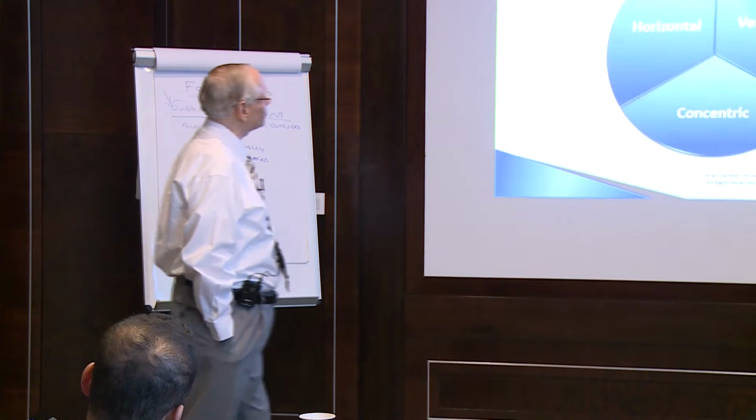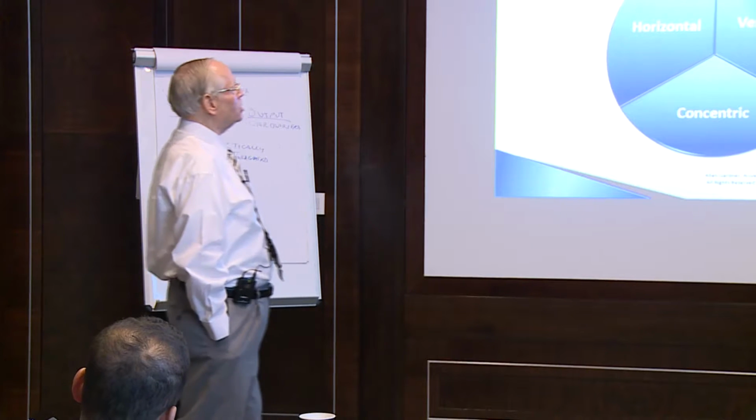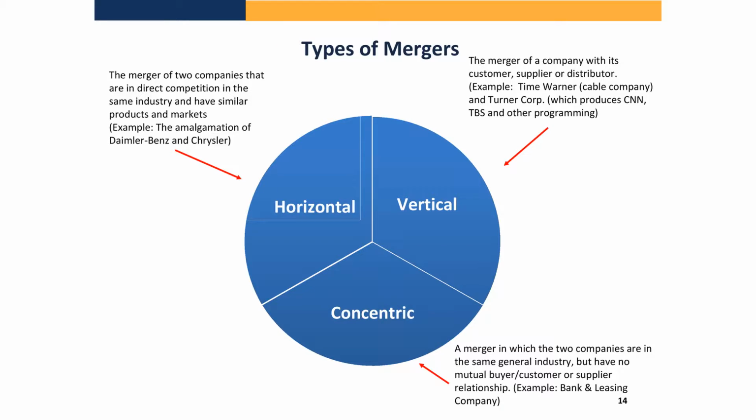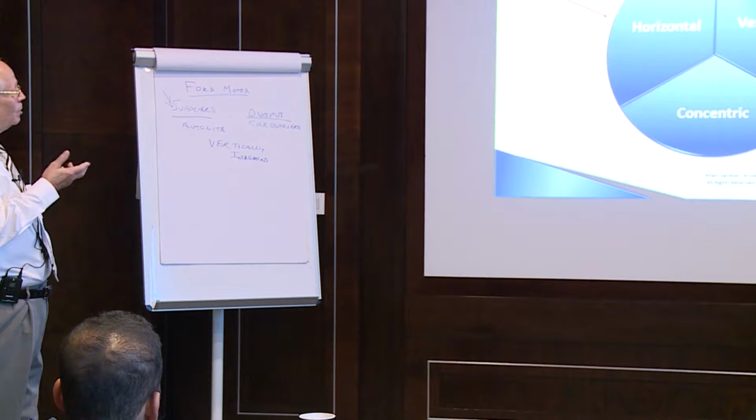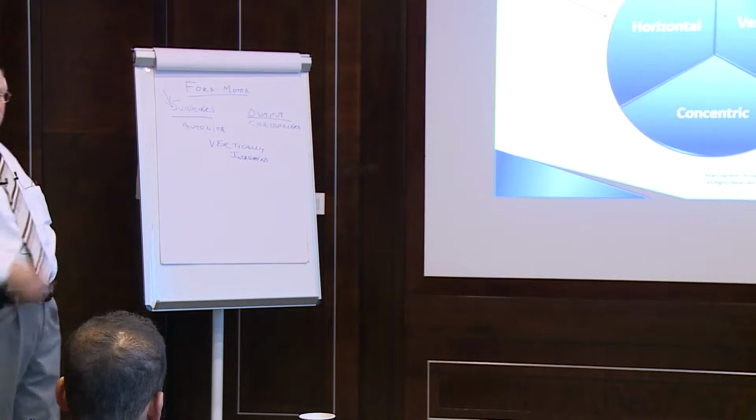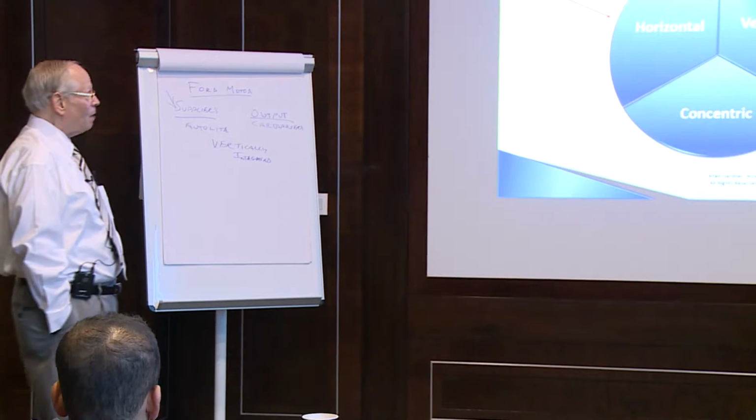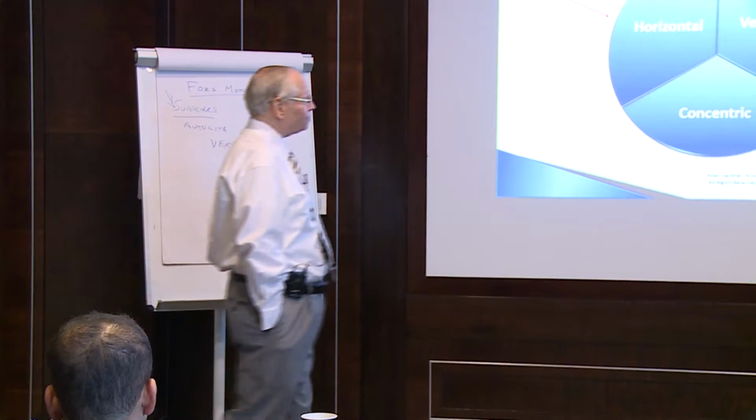So, three types of mergers: horizontal, vertical, or concentric. A horizontal merger is the merger of two companies that are in direct competition in the same industry and have similar products and markets. Oh, I was right. The amalgamation of Daimler-Benz and Chrysler would be a horizontal merger.